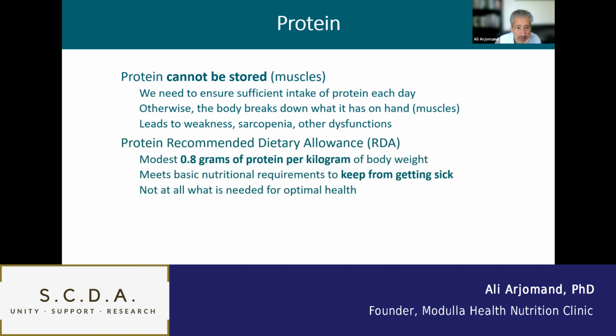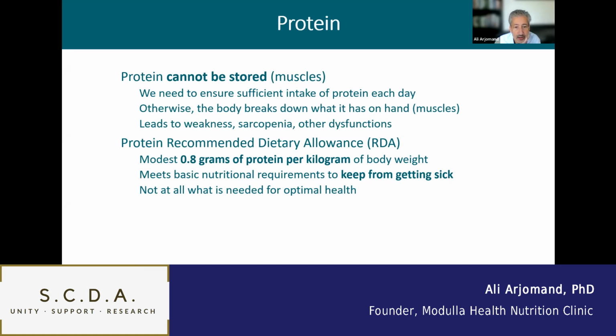So how much is enough? Well, the federal guidelines, recommended dietary allowance, requires just 0.8 grams of protein per kilogram of body weight. And this is very low, right? Remember, it's just to prevent disease. It's on that low end of that range, meets basic nutritional requirements from getting sick, and it's not at all what is needed for optimal health. So be very, very careful at calculating how much protein you need.